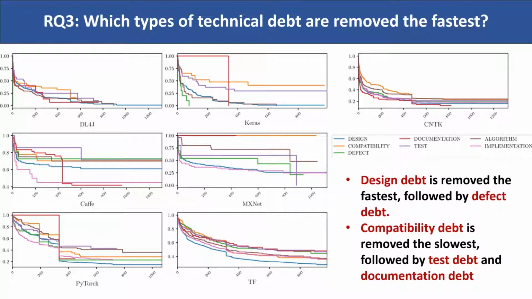Then we answer which types of technical debt are removed the fastest. The survival time of technical debt can illustrate the priority of different types of technical debt when developers resolve them. We depict the survival function of different types of technical debt in different projects. We find that design debt is removed the fastest, followed by defect debt. Compatibility debt is removed the slowest, followed by test debt and documentation debt.